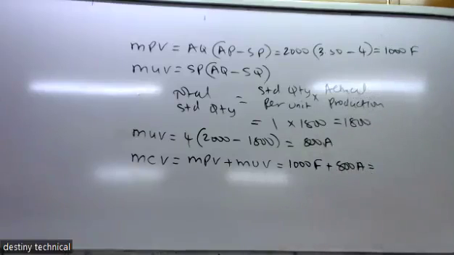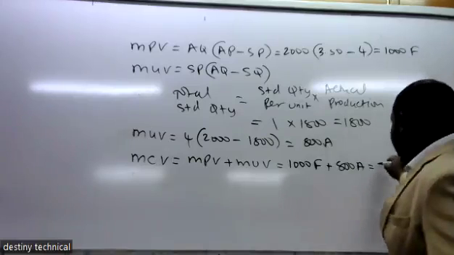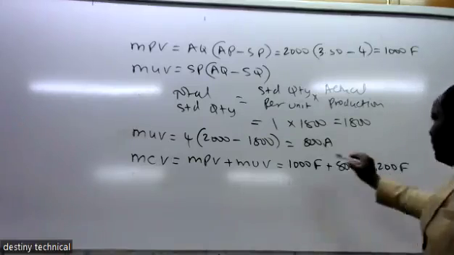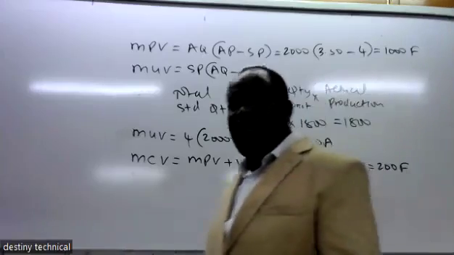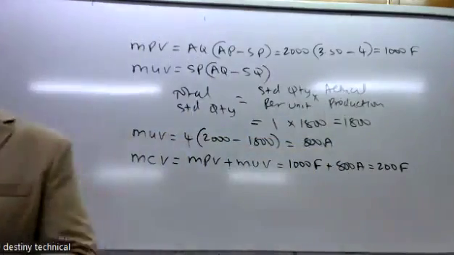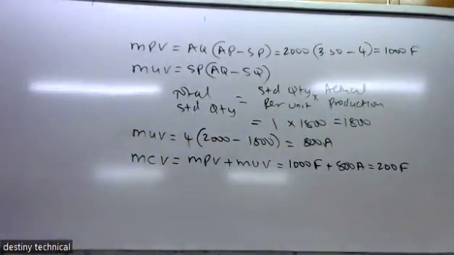When one is favorable and another one is adverse, you subtract. When all of them are adverse, you add. When all of them are favorable, you also add. But when one is adverse and another one is favorable, minus, because the favorable is more and will carry the day. So the difference will be 200 favorable, because the favorable is more.